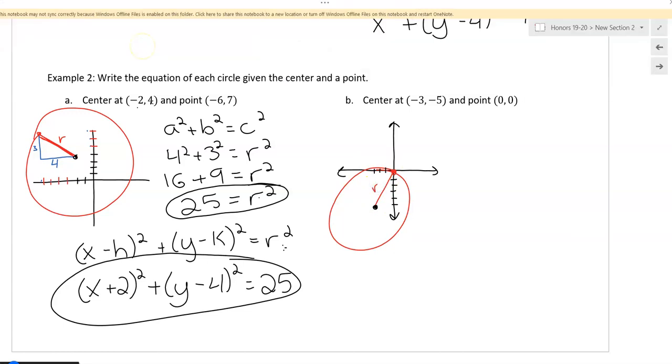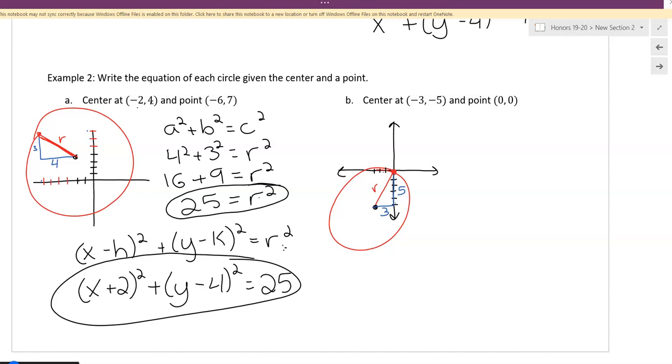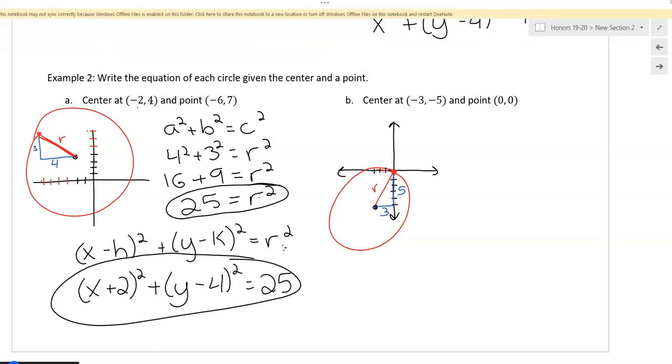Again, I'm just going to draw a horizontal line, and then a vertical line. 1, 2, 3. It's 3 over. 1, 2, 3, 4, 5. 5 up. Then I can do our Pythagorean theorem.